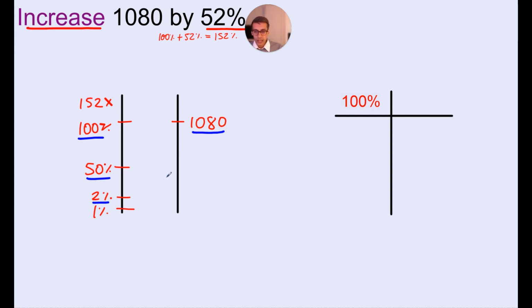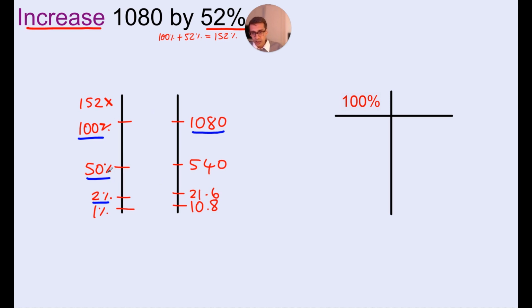So here we have 50% is going to be half of 1080. That's going to give you 540. 1% you're going to divide by 100, which is 10.8. And 2% is double that, so 10.8 doubled is 21.6.